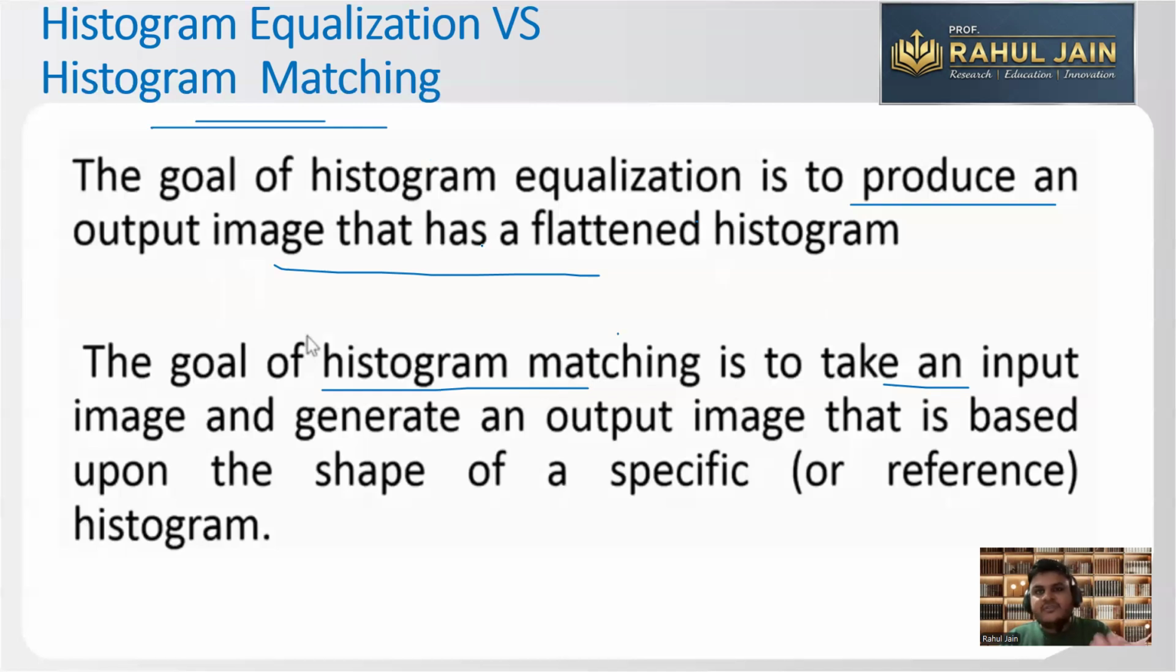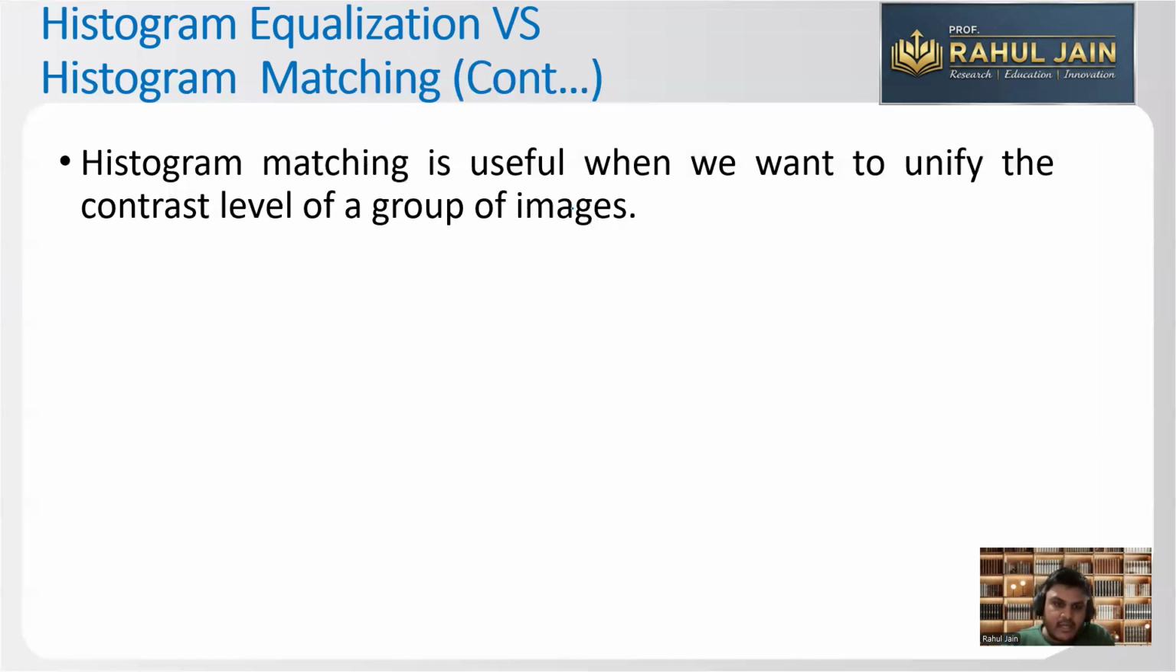It preserves the visual style or the brightness of the image. Normally, we use histogram matching for style normalization kind of tasks, or for remote sensing, or for medical imaging standardization, or for dataset normalization also, right? So histogram matching is useful when we want to unify the contrast level of a group of images, correct?